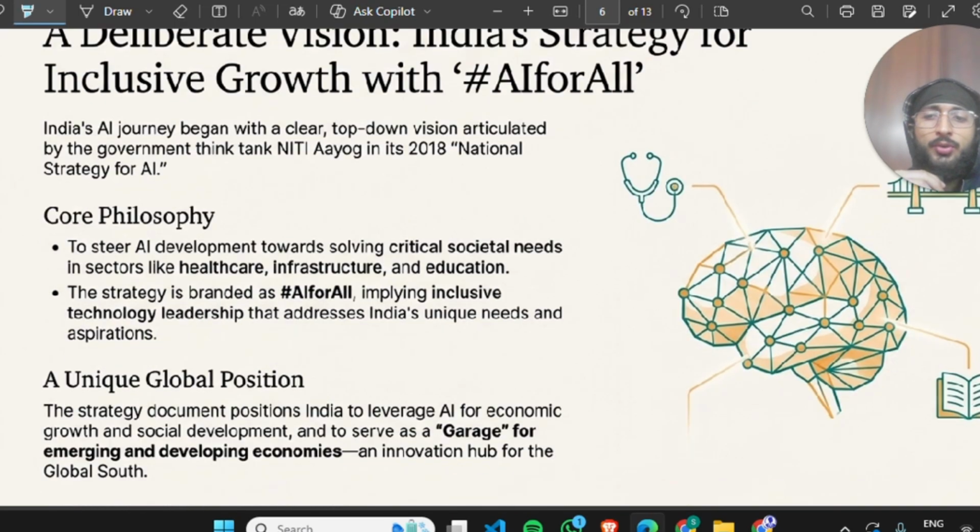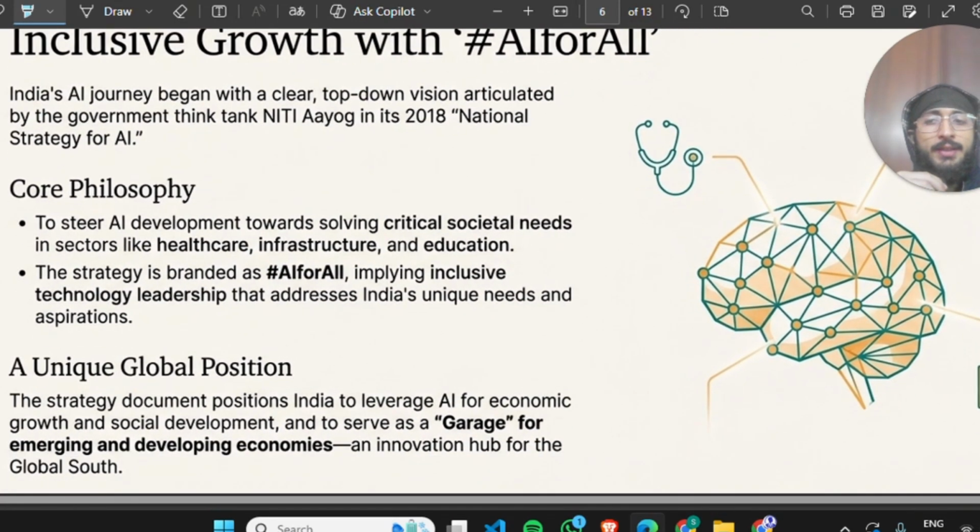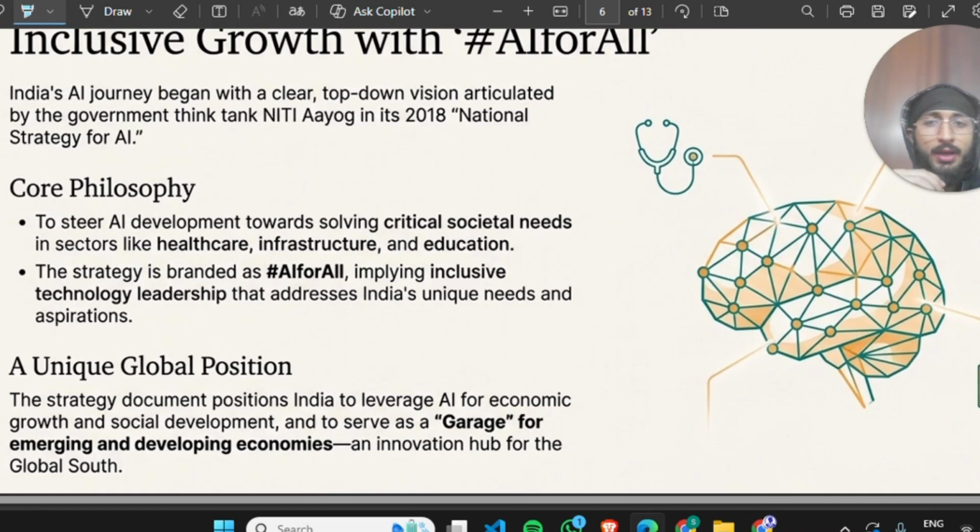Core philosophy, to steer AI development towards solving critical societal needs in sectors like healthcare, infrastructure, and education. Right. So, the strategy is branded as hashtag AI for all, implying inclusive technology leadership that addresses India's unique needs and aspirations for all. A unique global position, the strategy document positions India to leverage AI for economic growth and social development and to serve as a garage for emerging and developing economies and innovation hub for the global south.